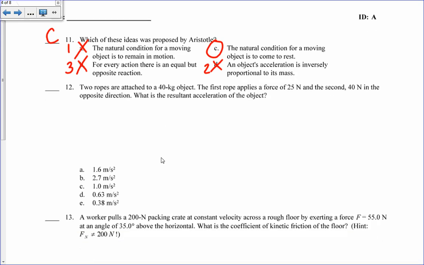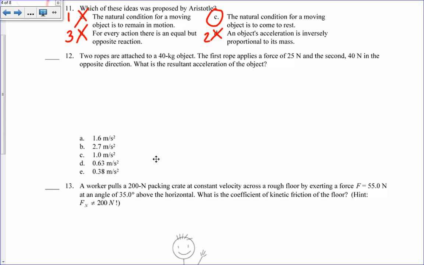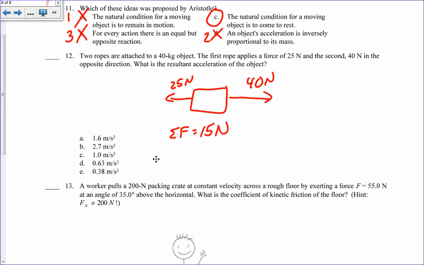2 ropes are attached to a 40-kilogram object. The first rope applies 25 newtons, and the second 40 newtons in the opposite direction. What is the resultant acceleration of the object? All right, so I have 25 newtons in this direction, 40 newtons in this direction. This is similar to the boat problem that we had in the homework. So the net force equals 15 newtons. I want to know the acceleration. a equals F net over m. That's 15 newtons over 40 kilograms.